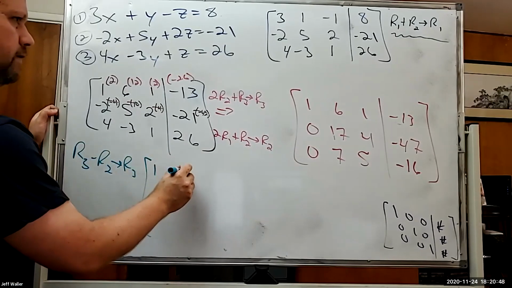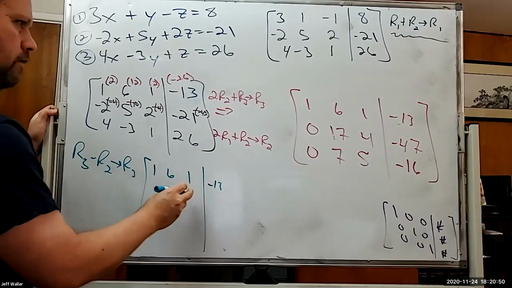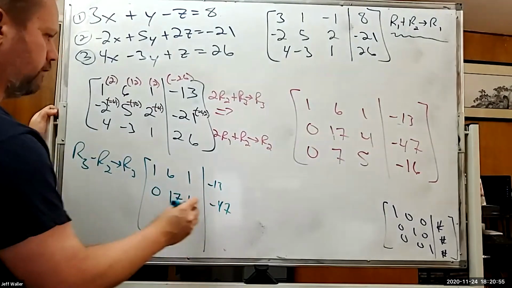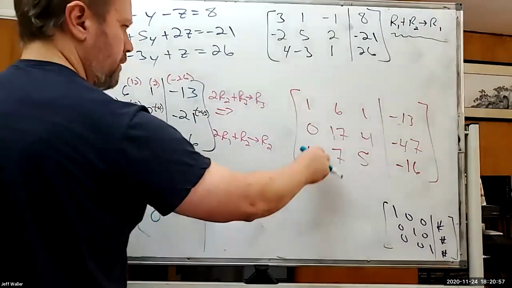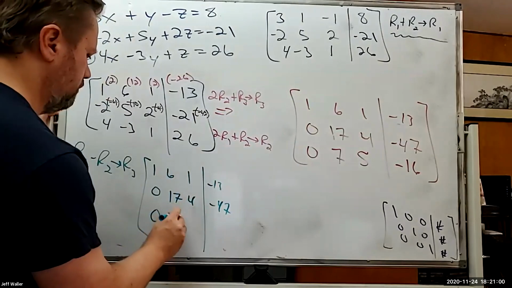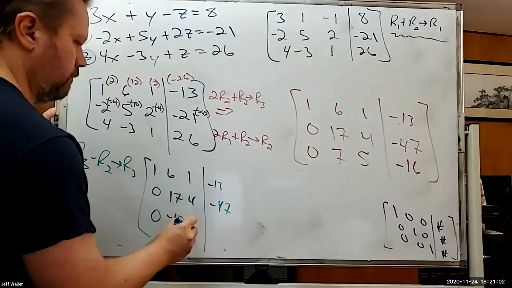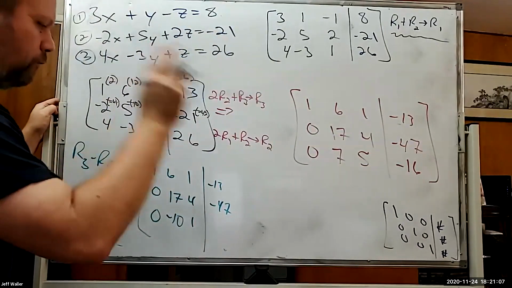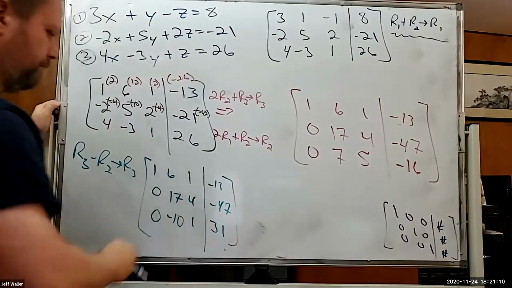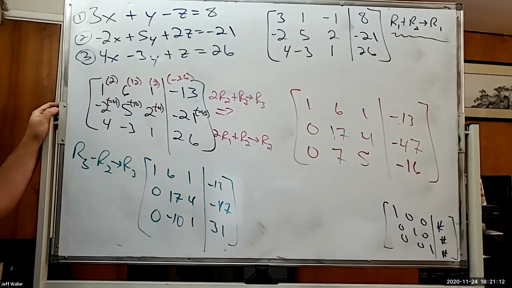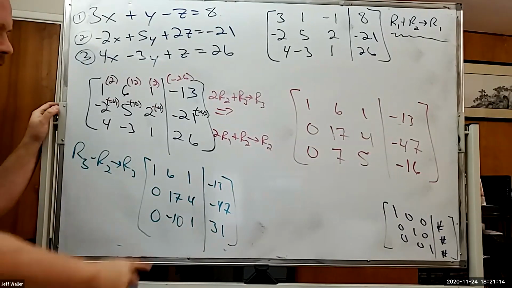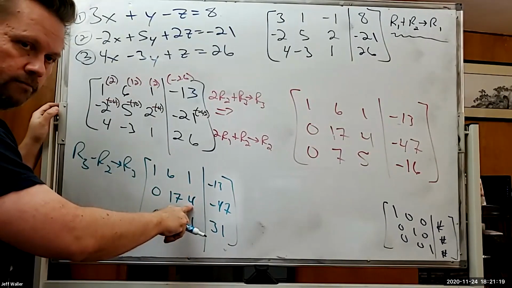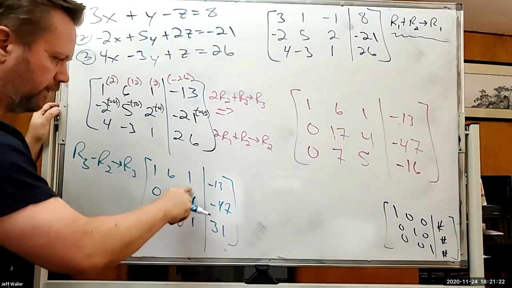So 1 stays the same. 2 stays the same. And then 3 becomes 0, 0 minus 0, 7 minus 17, 5 minus 4, -16 plus 47 is 31. And now I can multiply this by -4 and kill that. You see that? And then I could just multiply this by -1 and kill that.